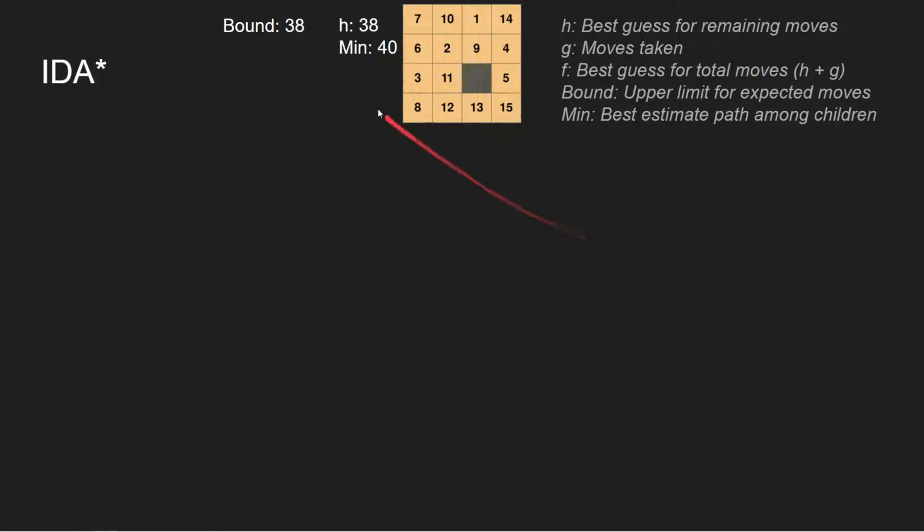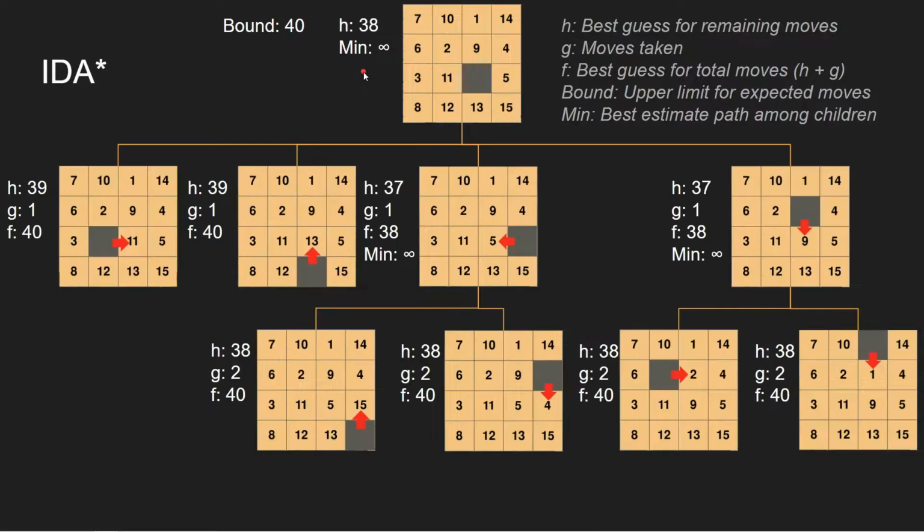So we come back to the parent. We've evaluated all children, and we couldn't beat the bound. So what we do is we take the minimum expected path that we found so far, and we reset the bound. So now the bound is 40. And we iterate. That's the gist of IDA star.